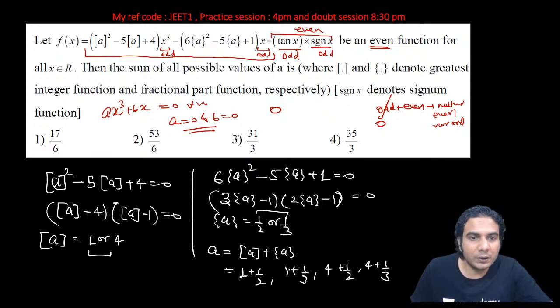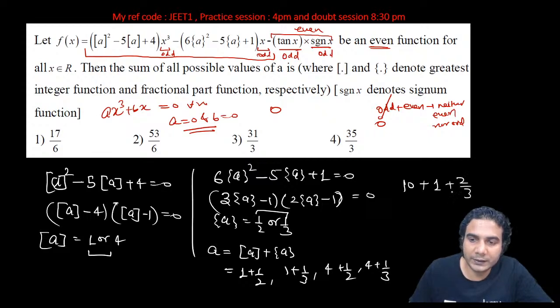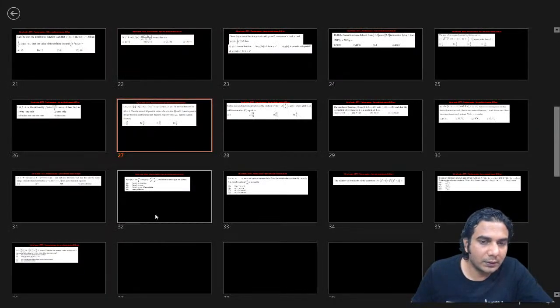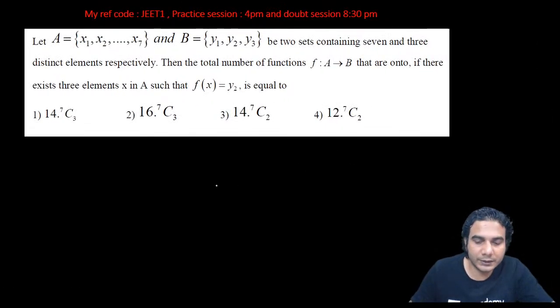If you add all these values, because you need the sum of all possible values of a, that is going to be 4 plus 4, 8, plus 2, 10, plus 1 by 2 plus 1 by 2 is 1, plus 1 by 3 plus 1 by 3 is 2 by 3. So the sum is going to be 11 into 3 is 33, plus 2, 35 by 3. So which option is correct? Fourth is the correct answer.